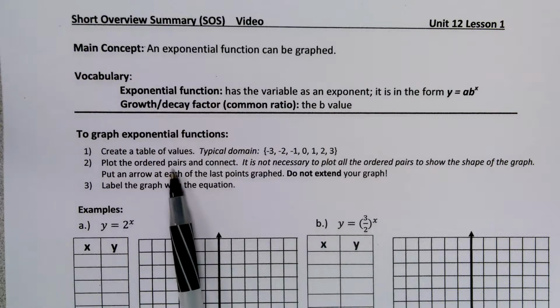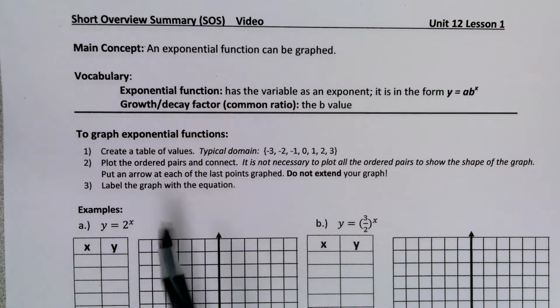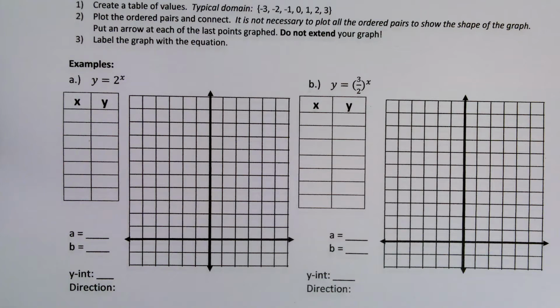You plot the ordered pairs and connect them. You don't necessarily have to plot all the ordered pairs in your graph. Sometimes you don't have the number of boxes high enough to graph. So even though it's in the table of values, you don't necessarily have to graph all the pairs. What you do need to do is put an arrow at each of the last points graphed. We do not extend the graph. You're going to see why in a few minutes. And lastly, we label the graph with the equation, just like we've been doing with linear functions.